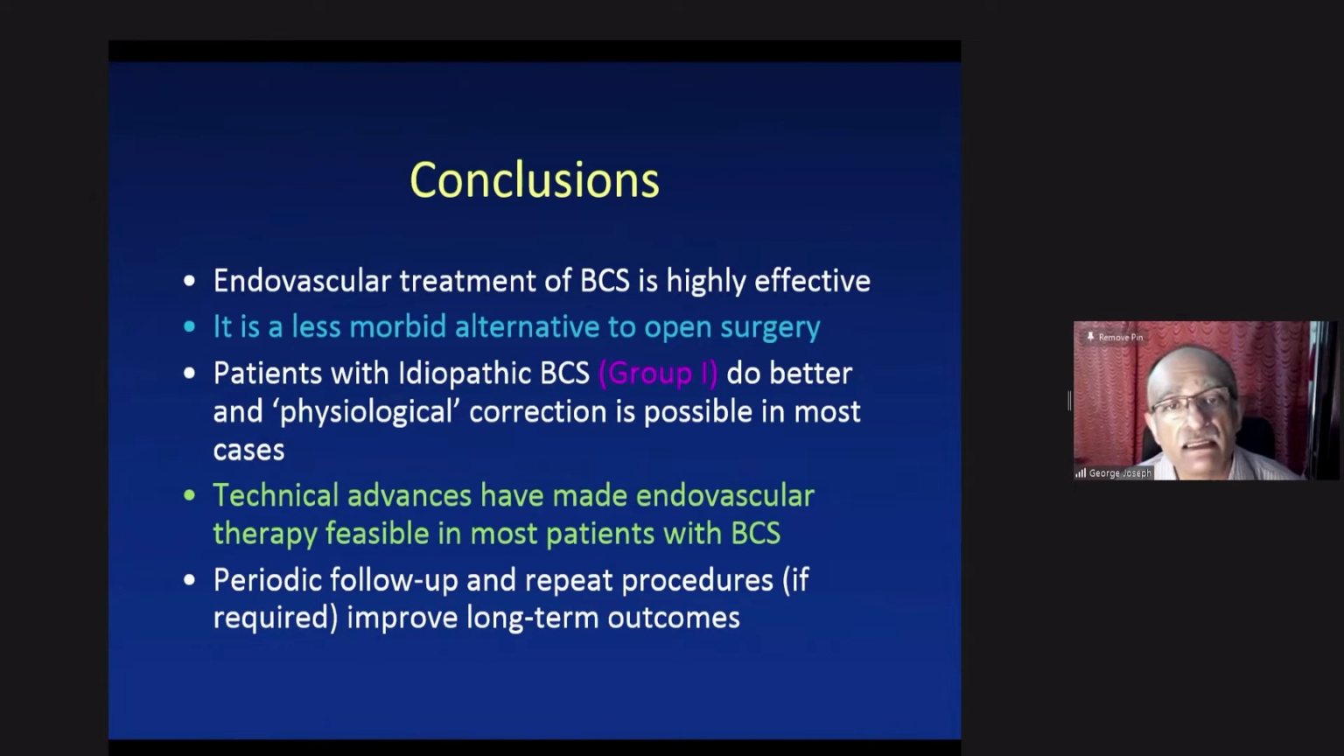So, in conclusion, endovascular treatment is highly effective for Budd-Chiari syndrome, especially the idiopathic group. They do better. It is a less morbid alternative to open surgery, and it's important to recanalize occluded hepatic veins. If you leave them occluded and just deal with the IVC, that's not going to solve the problem. And with these current technical advances, it's possible to treat most of these patients with Budd-Chiari syndrome. Very important to follow them up periodically and do repeat procedures if required, and that will improve their long-term outcomes.